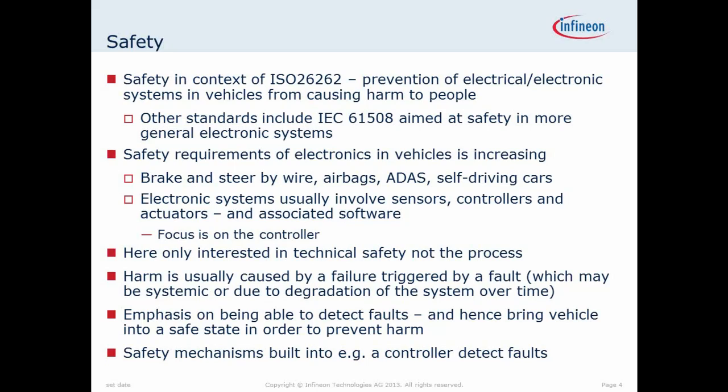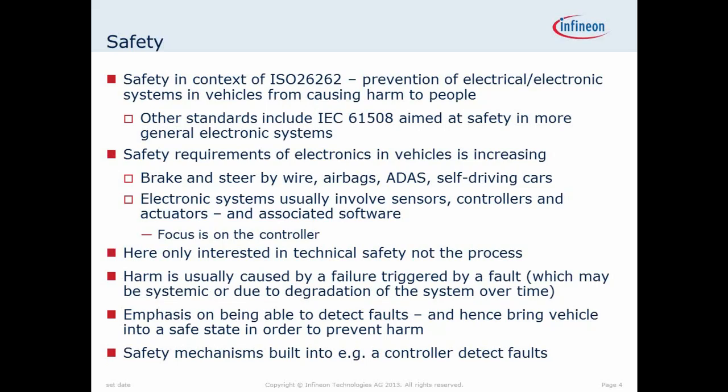Clearly, safety requirements of electronics in vehicles are increasing all the time. So already we have mechanical systems like braking and steering being replaced by wires and motors. There are things like airbags, which are electronically controlled, and advanced driver automation systems, which typically increase the safety of a car, but if they go wrong, they do just the opposite. So if an airbag deploys while you're driving 70 miles an hour down the motorway, that car's not very safe. And then, of course, in 20 or 30 years' time, everyone's going to be driven around in self-driving cars, and the safety implications there are huge.